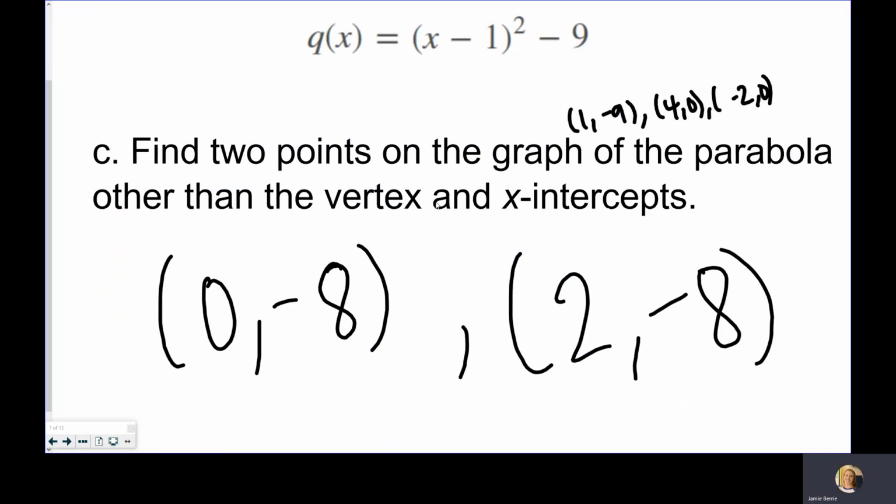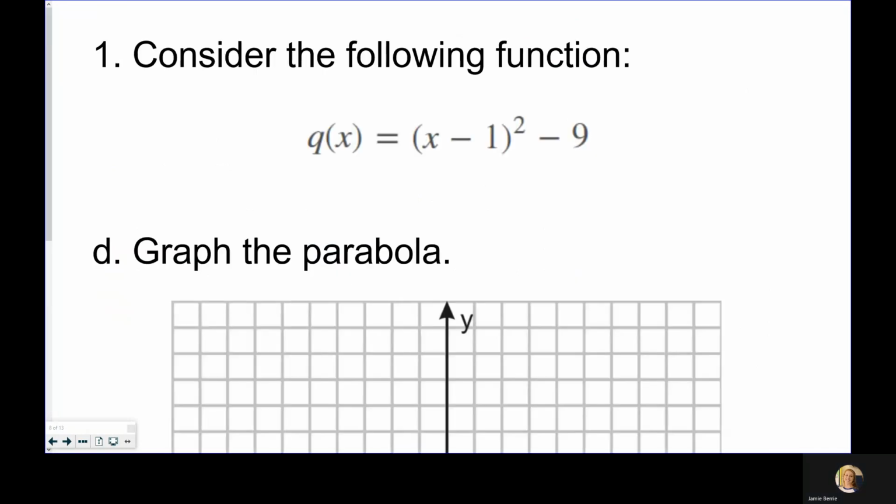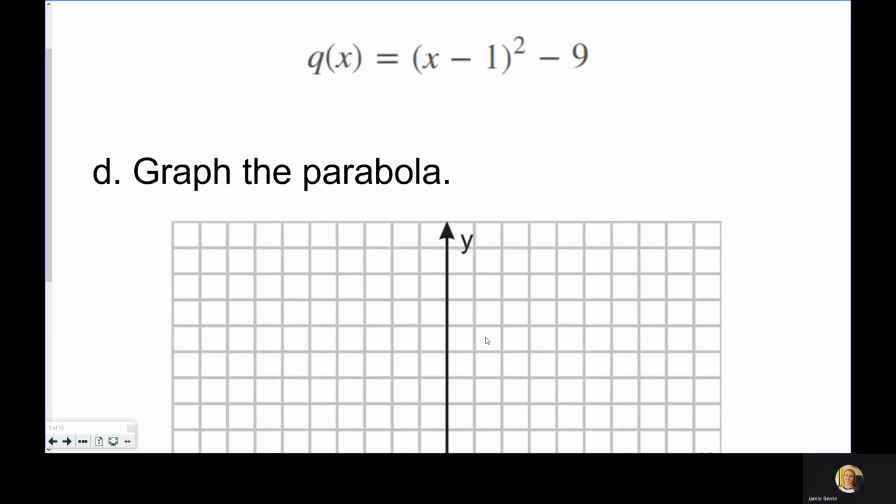You can pick any 2 points you want. It does not matter. So now we have a total of 5 points. We got the vertex, we got the x-intercepts, and we got 2 other points. So now we're ready to graph our parabola. So let's go down here and graph our parabola.